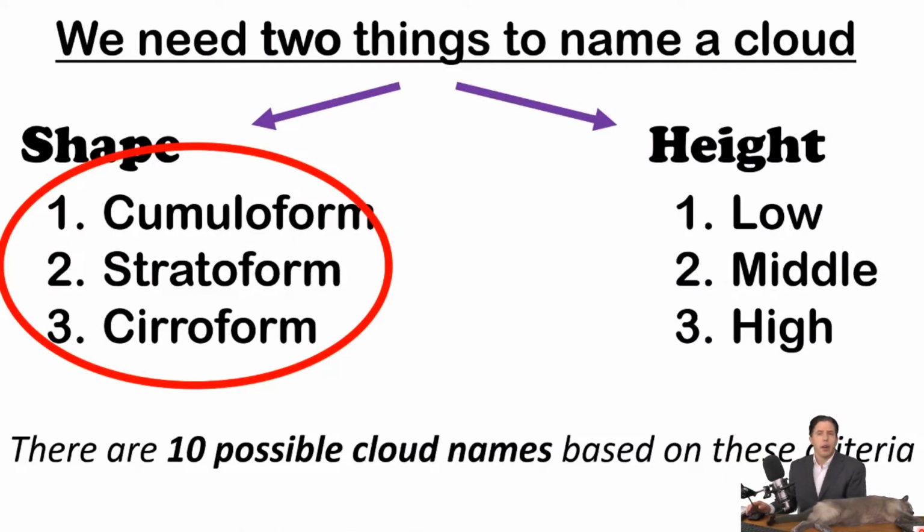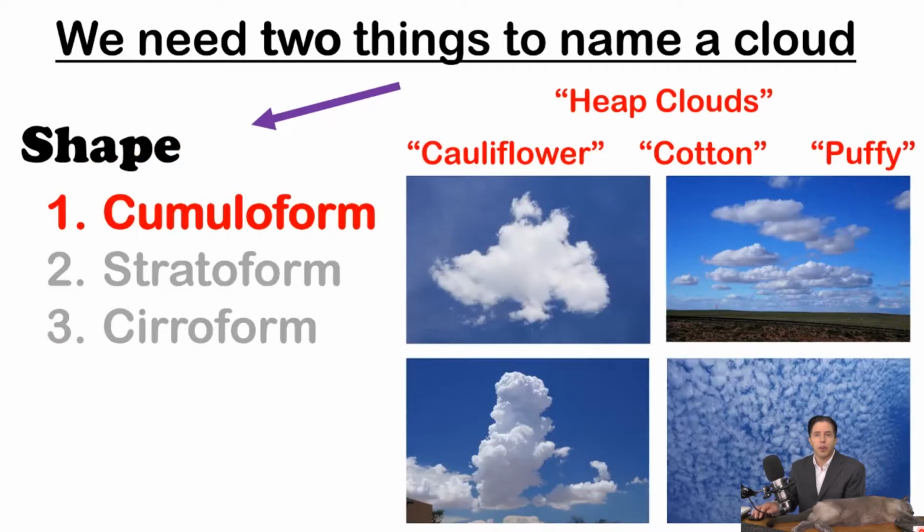So let's talk about the different shapes. First, the cumuliform clouds are the ones that are puffy. Sometimes we call these heap clouds, like it's a big pile of a cloud. You can see the edges of cumuliform clouds, and they can be different shapes. They can be long, they can be tall, they can be nearly circular, but what they all have in common is they sort of have this cauliflower look, or like cotton. They're puffy clouds. Those are cumuliforms.